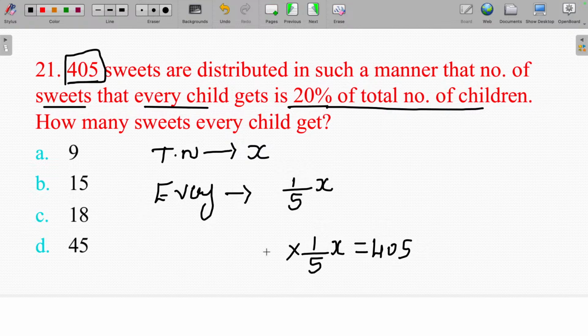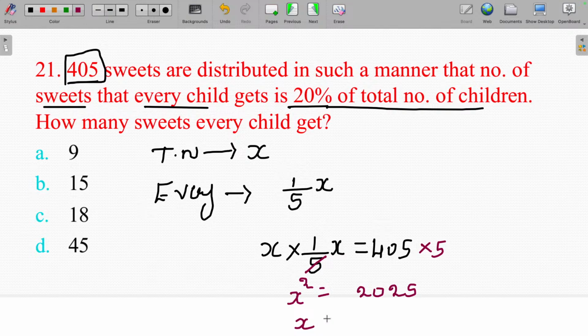Like that, how many students are there? x students are there. So this is the equation. I will get the number of students here. x is the number of students. If I solve this equation, if I shift this 5 to this side, this will be x square is equal to 2025. Yes or no?